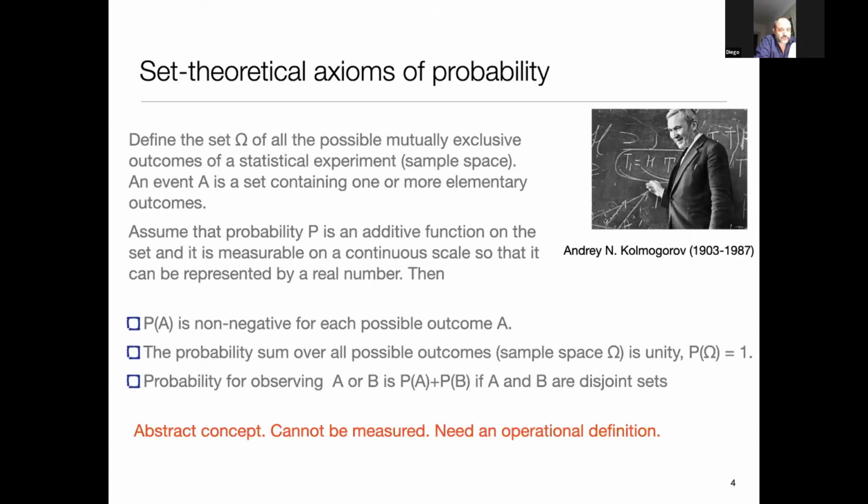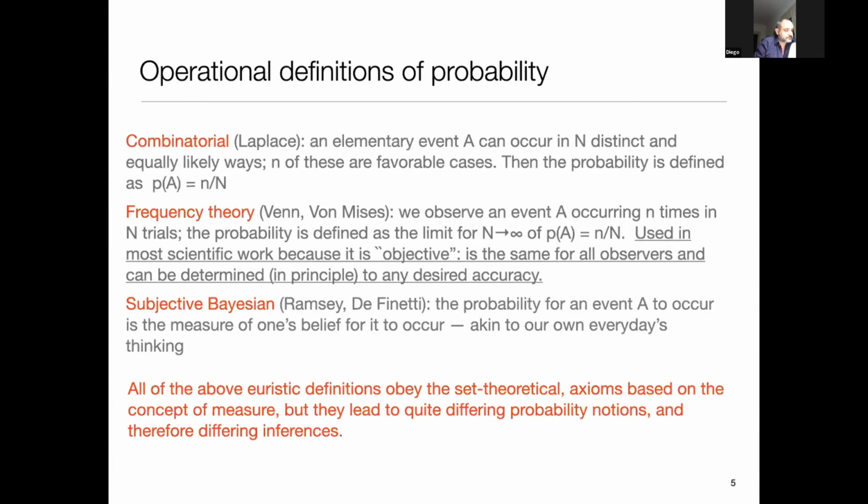Okay? So this is the mathematical side, and of course, it's rigorously true, but it's also an abstract concept that cannot be measured and probably needs an operational definition to be applied, because it's too broad to map into one single operational definition of probability. So this is where it becomes interesting for us. What are the operational definitions of probability? Historically, there have been 3. The first one, so one of the first, was from Laplace, the combinatorial definition.